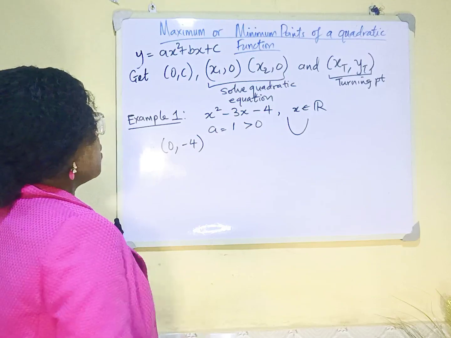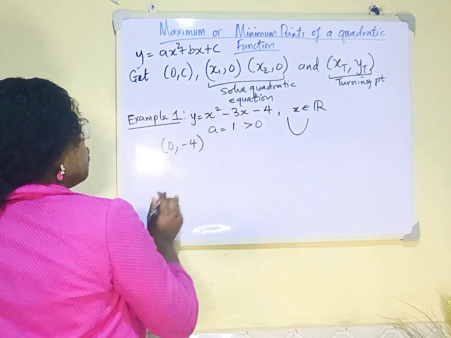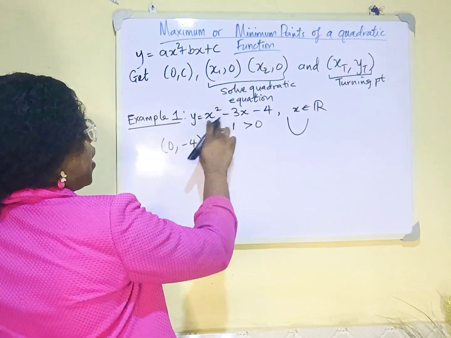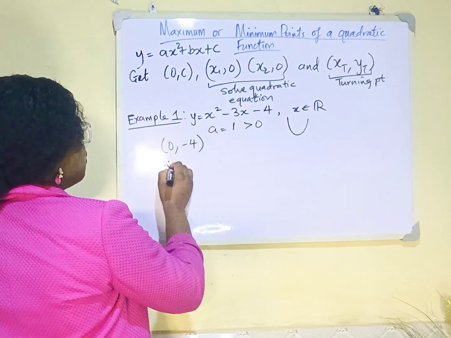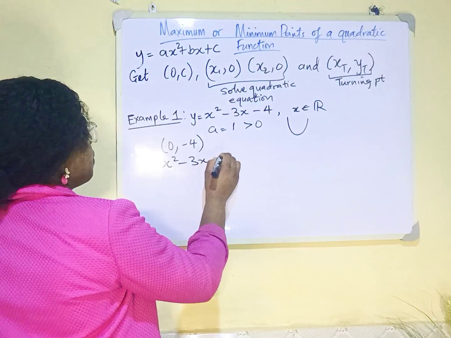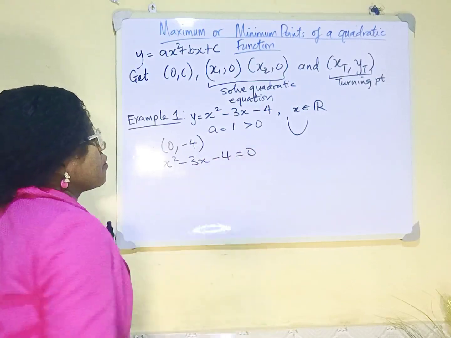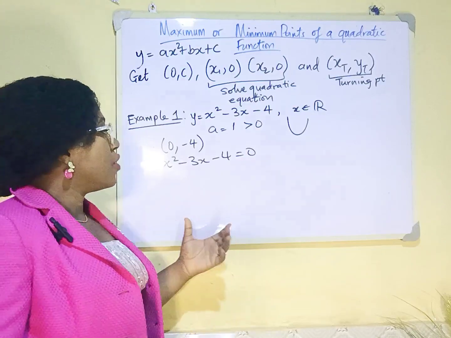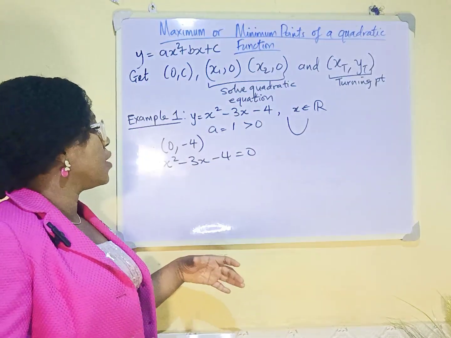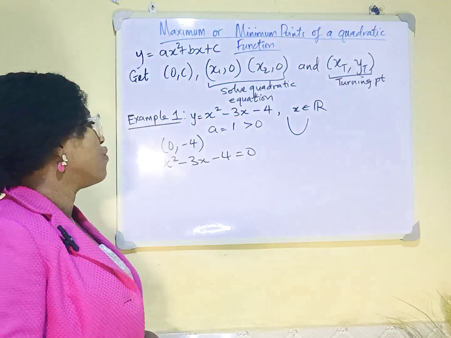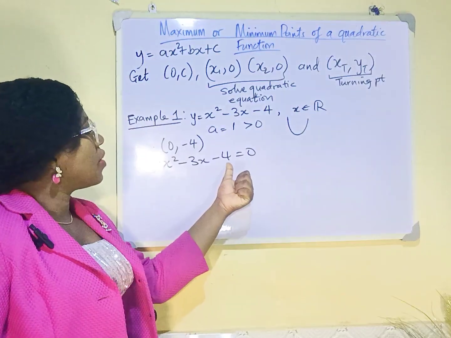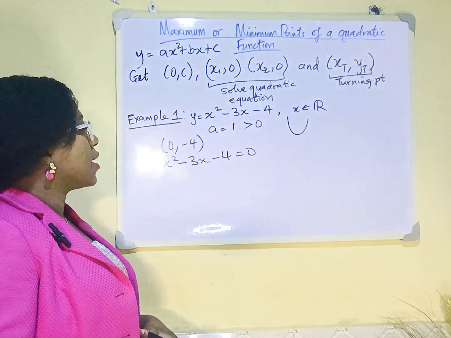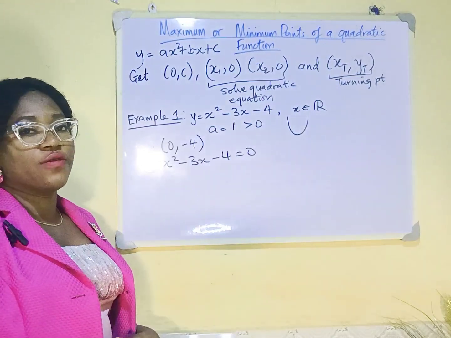To get the next point, we check for what? We check for y to be 0. So I solve this equation. You should know how to solve a quadratic function. For this function, I'm going to be using the factorization method. So I need two numbers that when I multiply them together, I get minus 4, but when I add them together, I get minus 3.